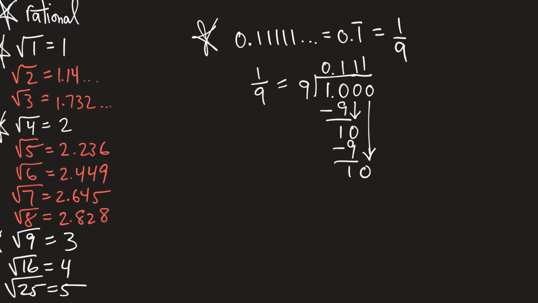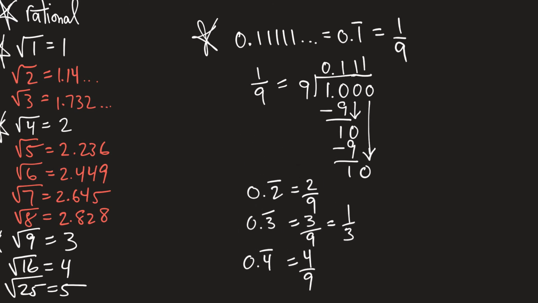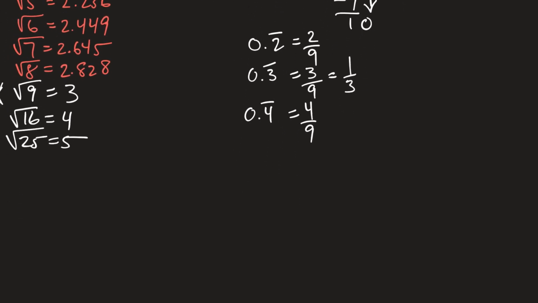So the next thing is this, 0.2 repeating. That is equal to 2/9. 0.3 repeating, that is 3/9, or it could be simplified to 1/3. 0.4 repeating is 4/9. Let's bring this down a little bit. Let's bring everything down a little bit. 0.5 repeating is 5/9. 0.6 repeating is 6/9, or 2/3.